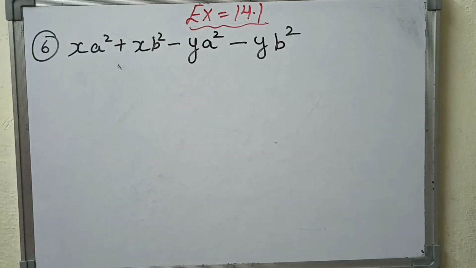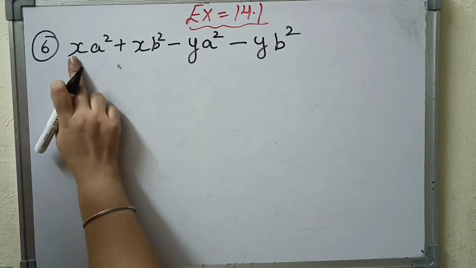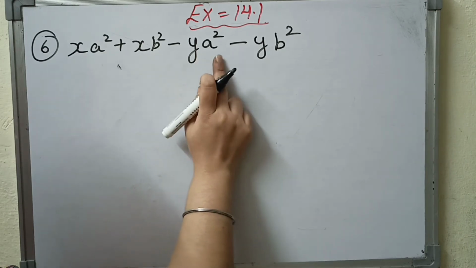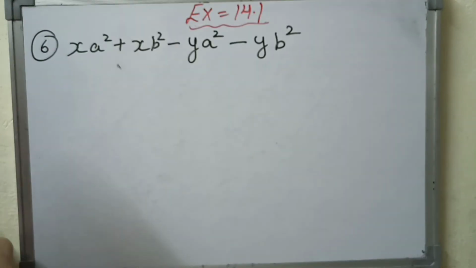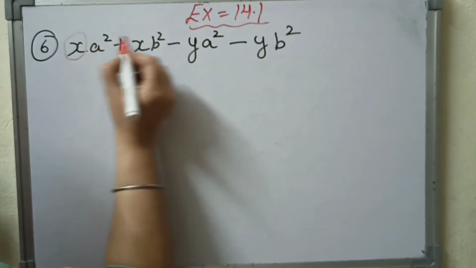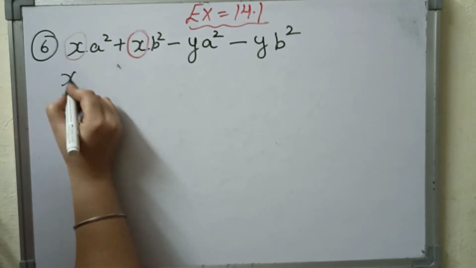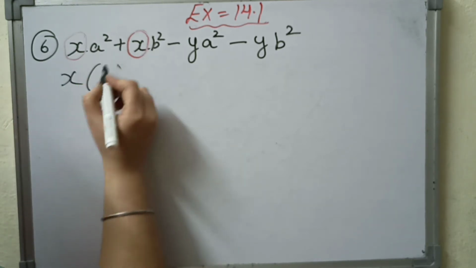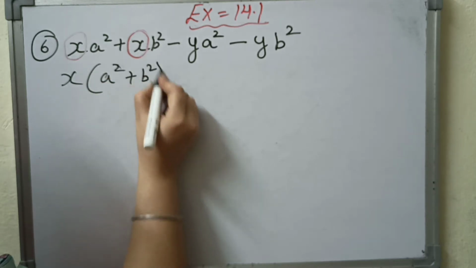Now in sum number 6, again there are multiple terms. That is, there are 4 terms: x square plus xb square minus y square minus yb square. In the first term you see x is common, so I write down x outside, and the terms which are left we write down inside the bracket, that is a square plus b square.